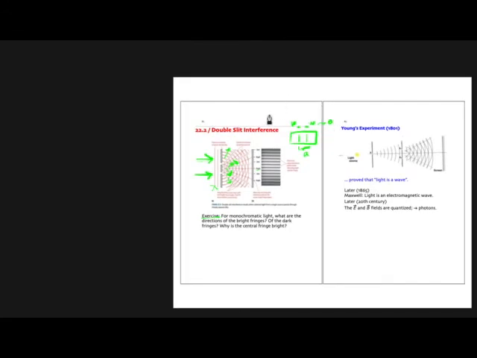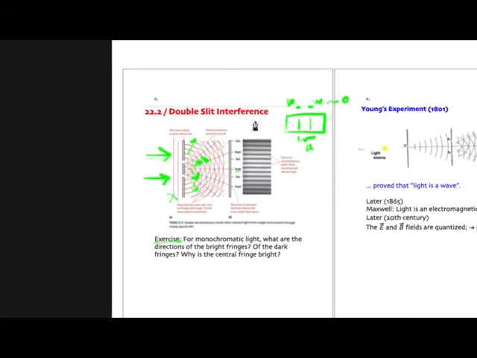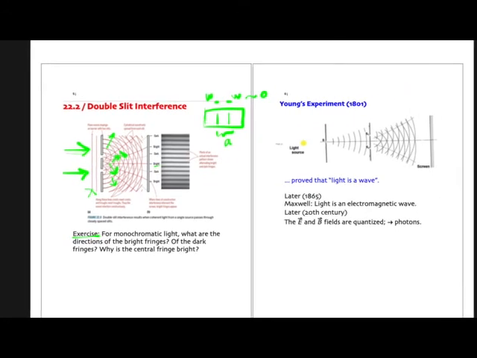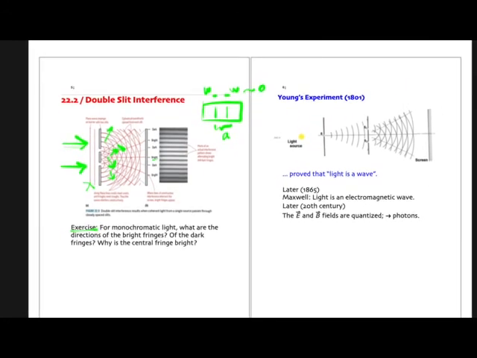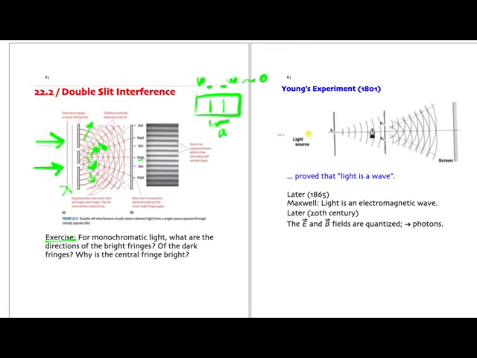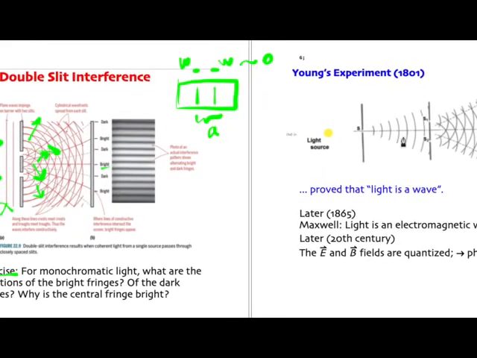Now, two-slit interference was observed in an experiment which was very influential in the theory of light, which is called Young's experiment. It was done by Thomas Young in 1801, so the beginning of the 19th century. Here's a little simpler picture than what I have over here. It's a simplified picture, but it's the same thing.